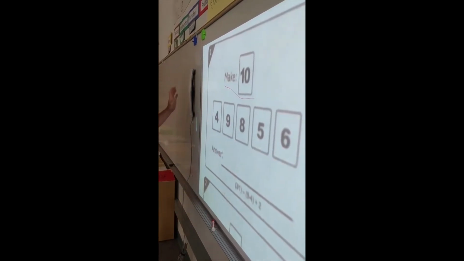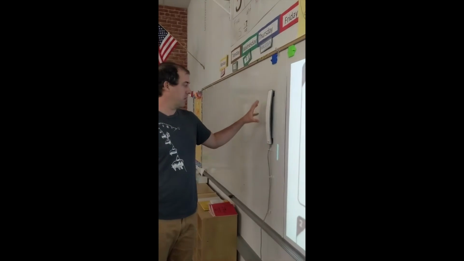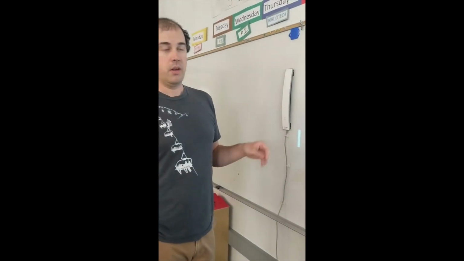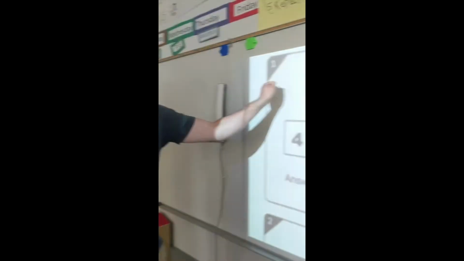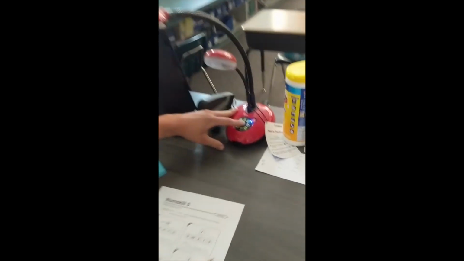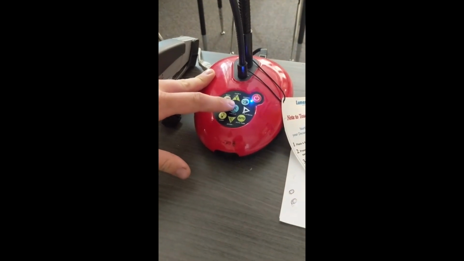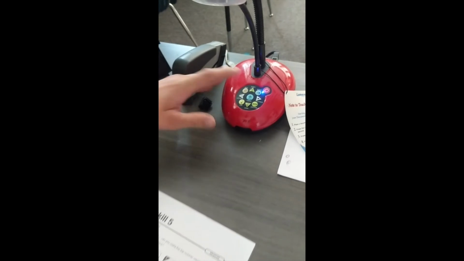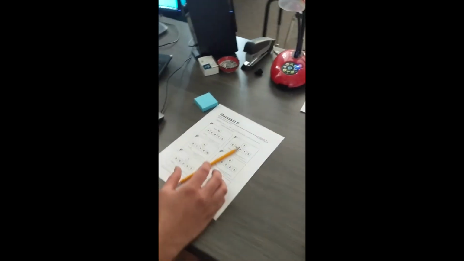If you have a smart system, whether it's a Dymo, Mimeo, Promethean board, you could also annotate up on the screen. Then when you're done, simply unfreeze again, whether you're showing your answers, and then you could zoom back out, go on to the next problem or whatever you're going to have kids do.